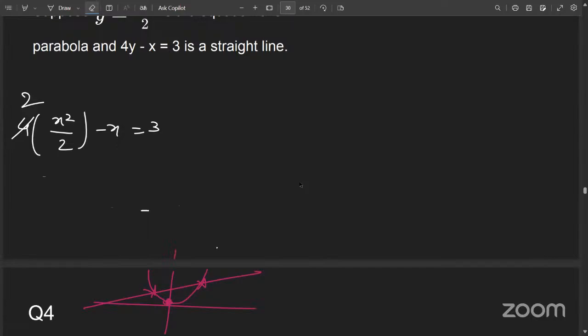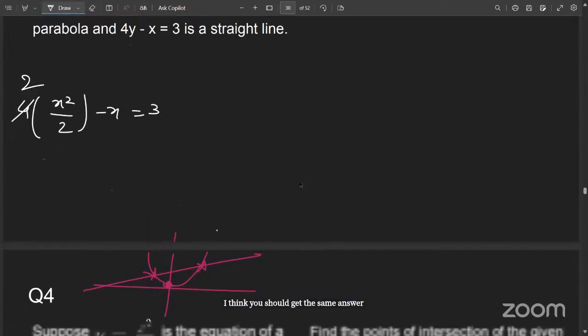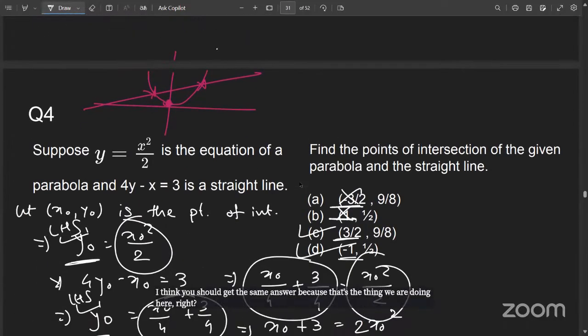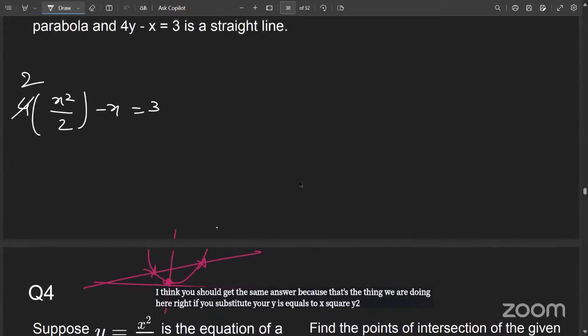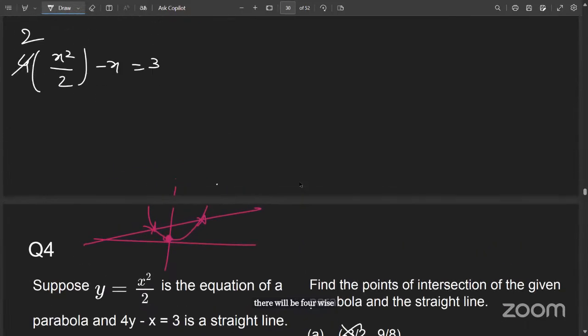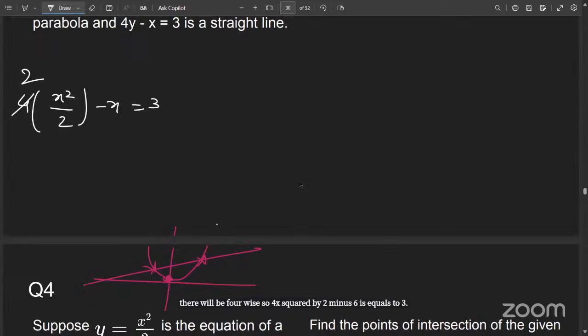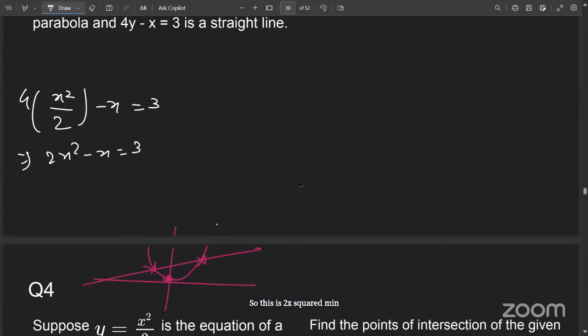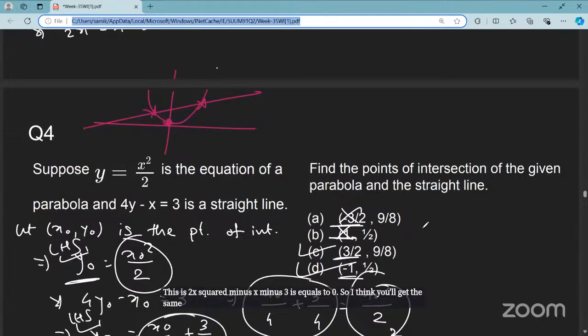I think you should get the same answer because that's the thing we are doing here, right? If you substitute y is equals to x square by 2, there will be 4y. So 4x square by 2 minus x is equals to 3, right? Yes, ma'am, I did the same process. I got the answer, 2x square minus x. So this is 2x square minus x is equals to 3. So this is 2x square minus x minus 3 is equals to 0. I think you'll get the same answer. I also get the same equation.